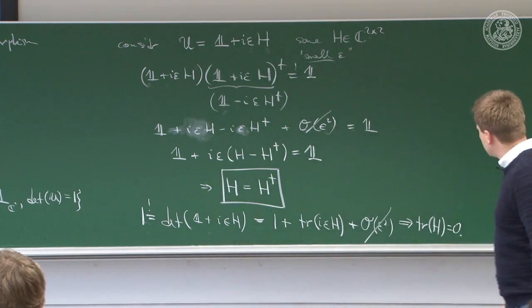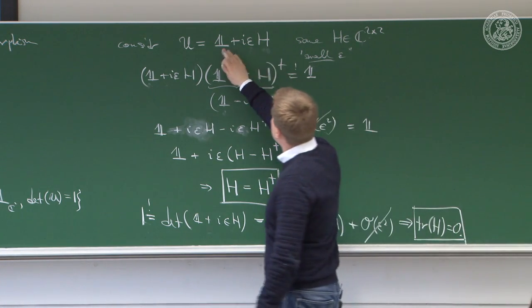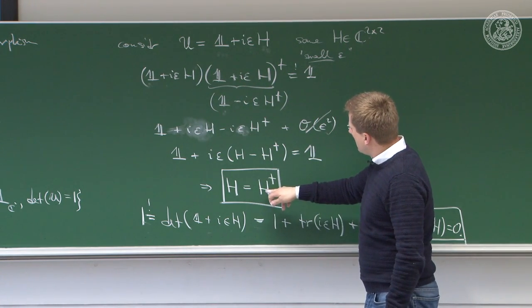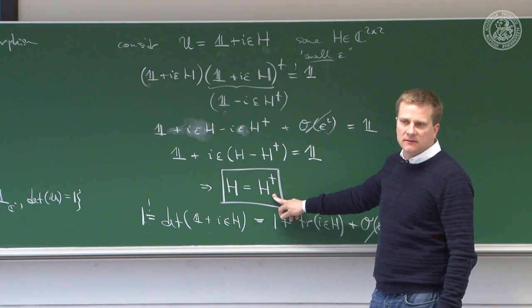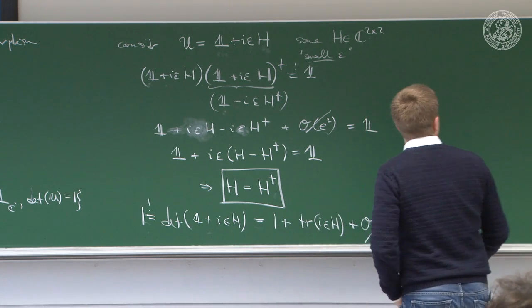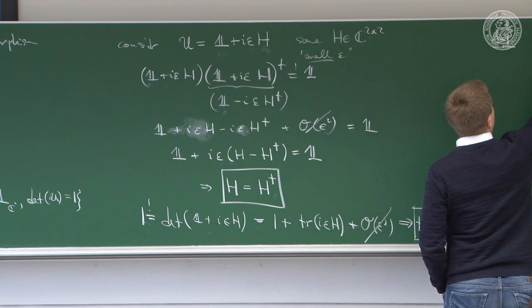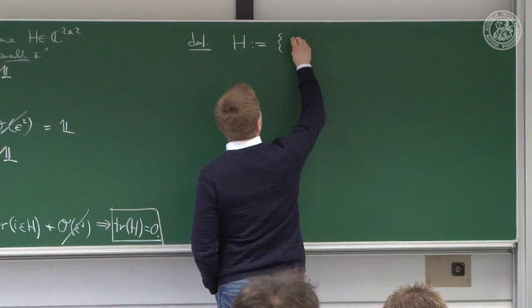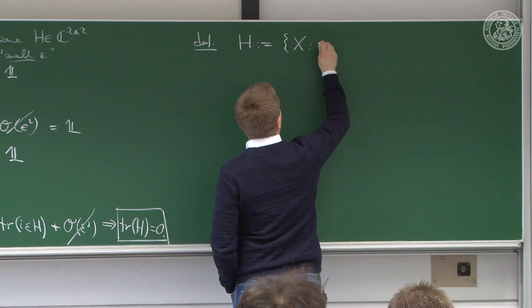Okay, so what we found is that the tangent vectors at the identity are traceless Hermitian matrices in 2 dimensions. And this space deserves a name, so define H to be the space of all the, how to call them, X's, capital X's. These are matrices.